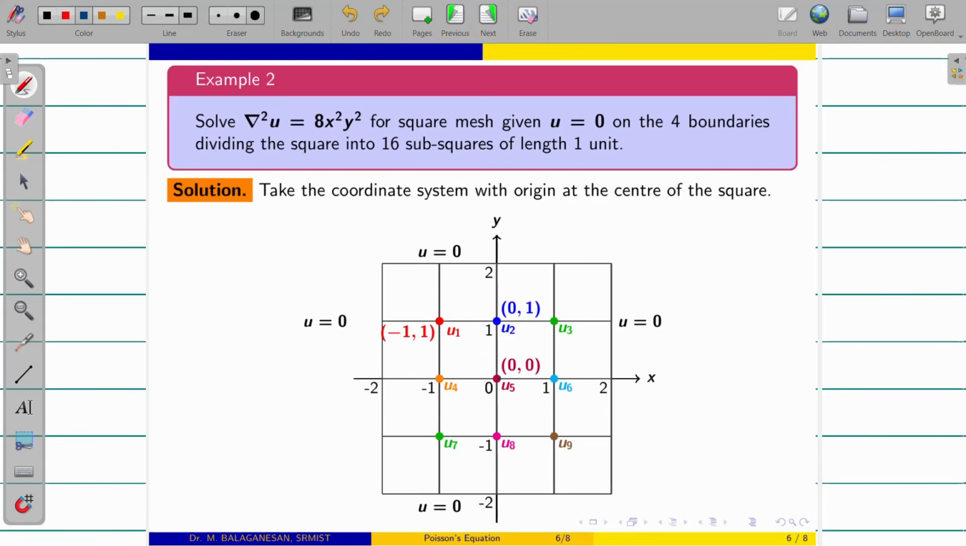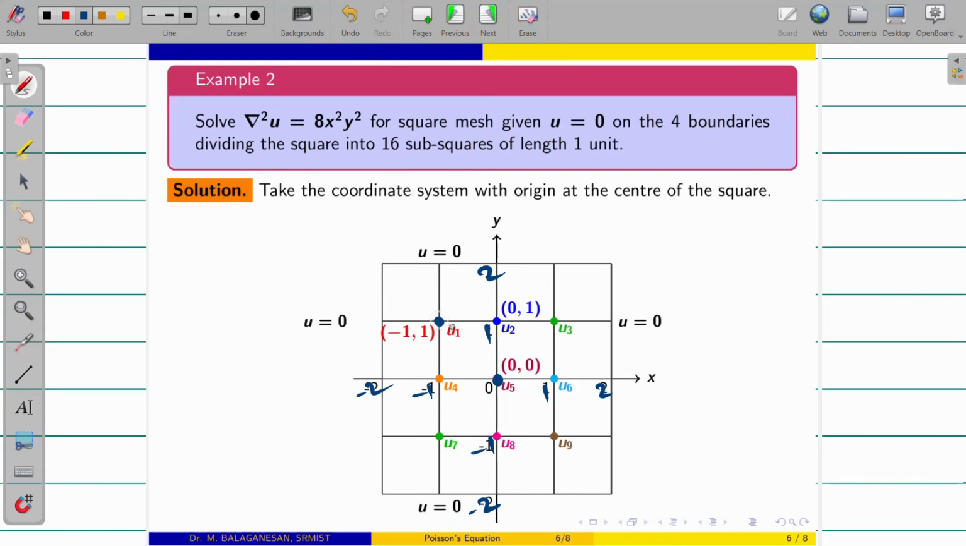What about u5 position? It is 0, comma 0. If I am taking 0, this is 0, which means this side 1, this side 2, and it will move like that. Here minus 1, minus 2. Similarly, positive value of y will be 1, 2. Negative value of y will be minus 1, minus 2. Now I have to find u5 position, 0, comma 0.